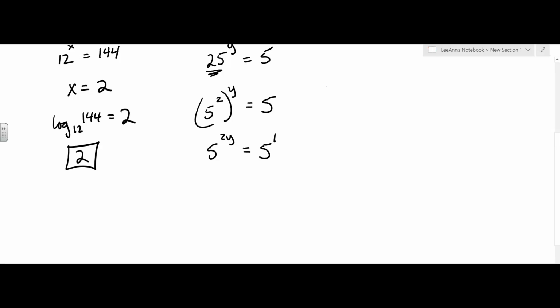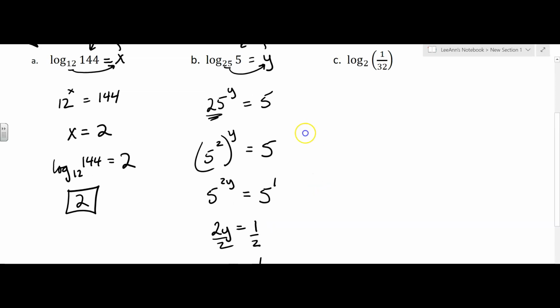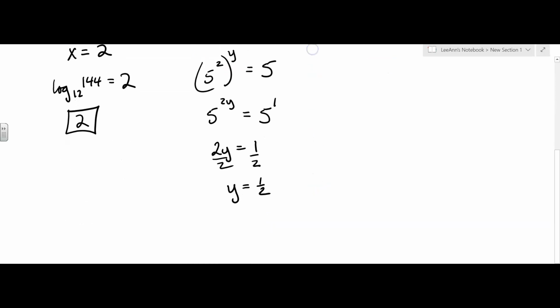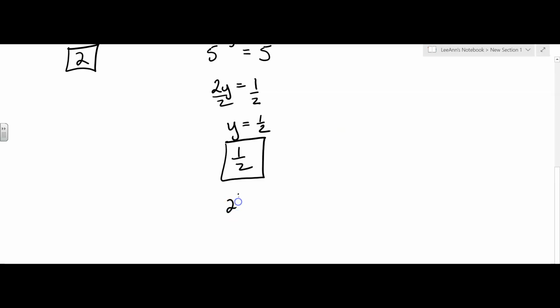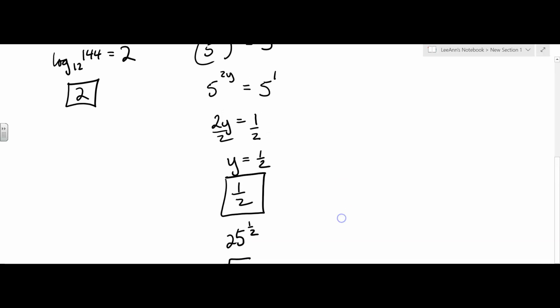And now you could do that pop-out thing with the exponents because the bases are the same. And then you could divide both sides by 2, and you get y equals 1/2. So the expression they started us with is equal to just 1/2. That's the answer. Okay? So if you think about 25 to the 1/2 power, that means the square root of 25, and that is 5. So that's kind of the check there.